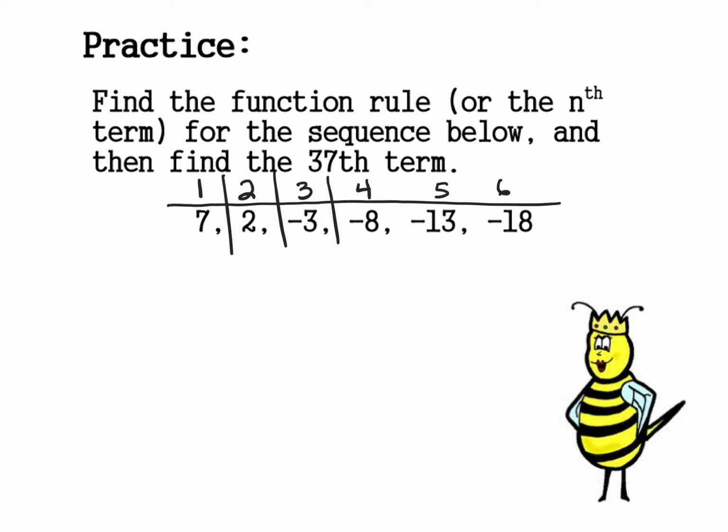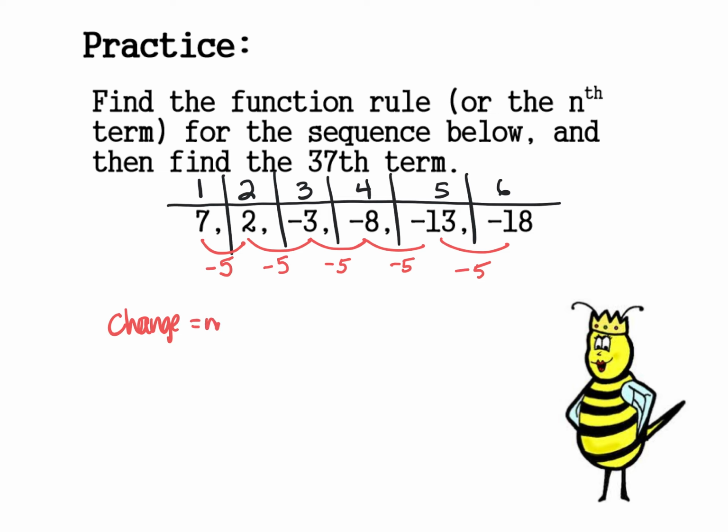Okay, and I'm going to go ahead and draw in my table here just so it looks similar. So first of all, let's figure out how it's changing. From 7 to 2, it's going down, right? It's decreasing by 5. To go from 2 to -3, it went down by 5. So it's constantly subtracting 5. So my constant change is m, and I know that's -5. That's my slope.